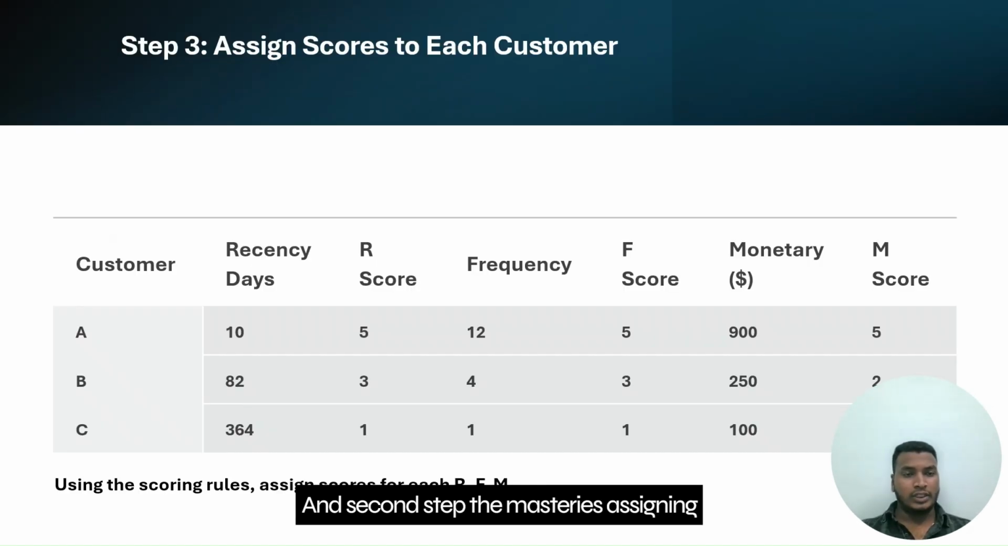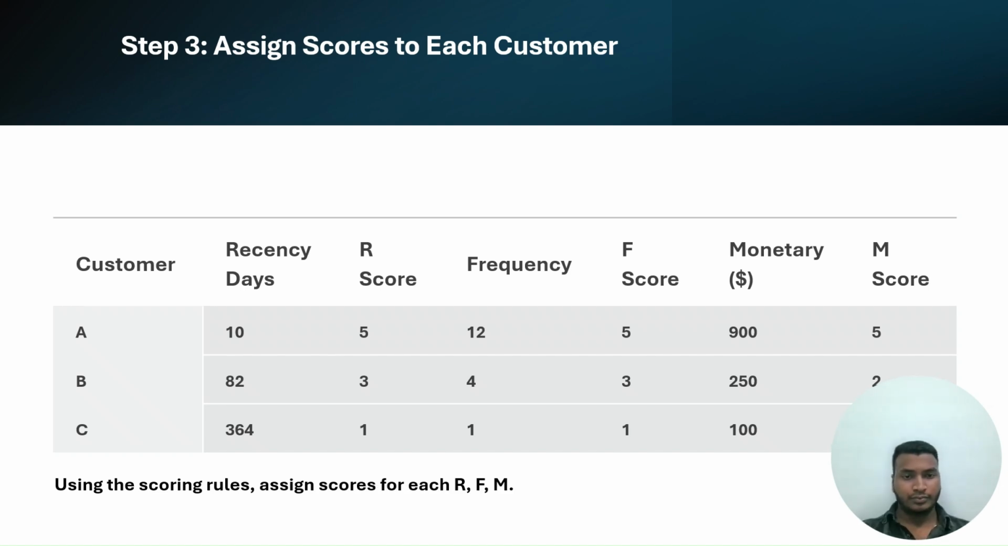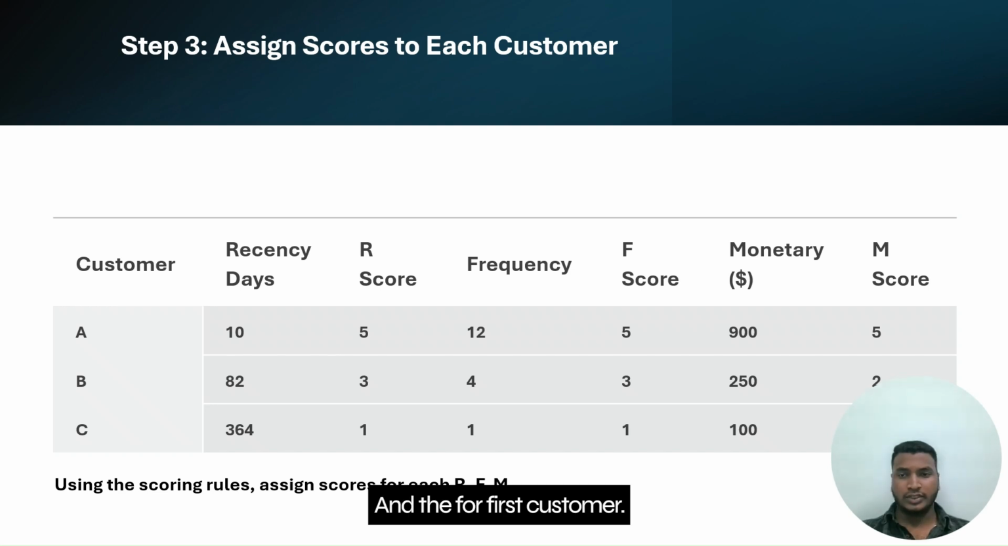The third step is assigning scores to each customer. For the first customer, A, it is 5, 5, 5, as the recency is good at 10, the frequency is more than 12, and the monetary spend is 900. For customer B, recency is 3, frequency is also 3, and monetary is 2. For customer C, it is 1, 1, 1. This is assigning scores for the RFM model.